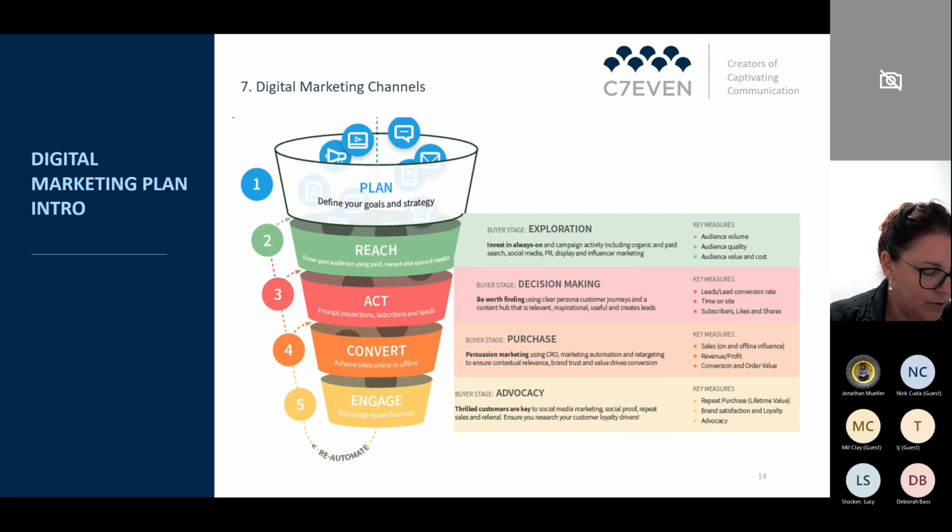So advocacy is where you're looking at thrilled customers. So they're key to social media marketing. They validate. So it's basically social proof of what you're actually delivering, and ensures you research your customer loyalty drivers. So understanding what exactly was it that made you so different? What was it that you did, that you may think is second nature, but from a customer's perspective, really resonated in their mind and made that memorable. And the key measures that we're looking at here could be repeat purchase.